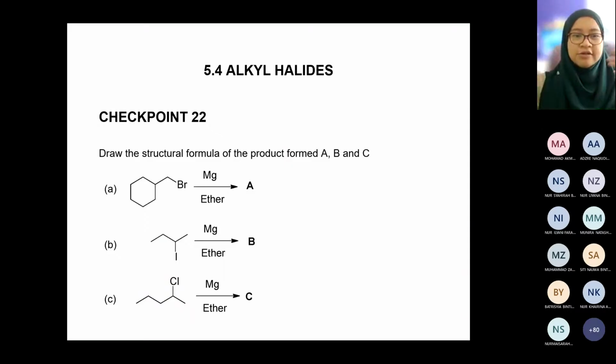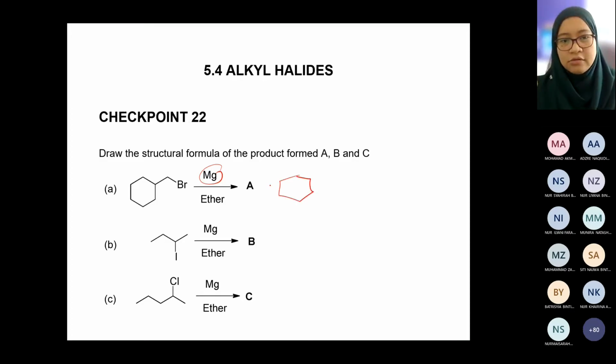Okay. Draw the structural formula of the product form A, B, and C. Alamak. Okay, so you identify. Okay, this is alkyl halide, and then you have Mg. Oh, you can identify. Okay, apa nama reaction ni? This is what we call preparation of Grignard reagent. Okay, sebab Mg belum masuk lagi ni. Okay, kita nak prepare, nak insert the Mg. So what you need to do is to draw everything the same. Cumanya you letak Mg dulu, and then baru you letak Br. Okay, letak Mg dulu, baru you letak Br.